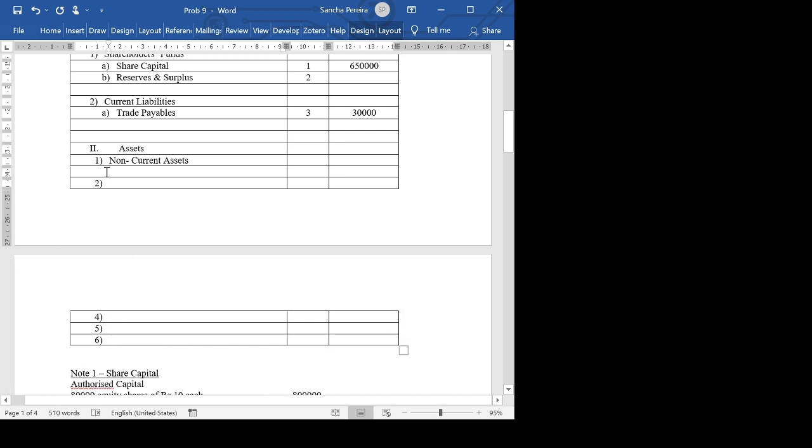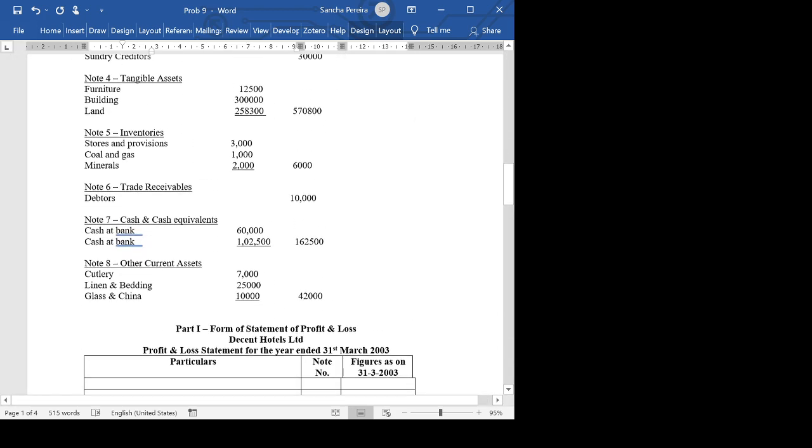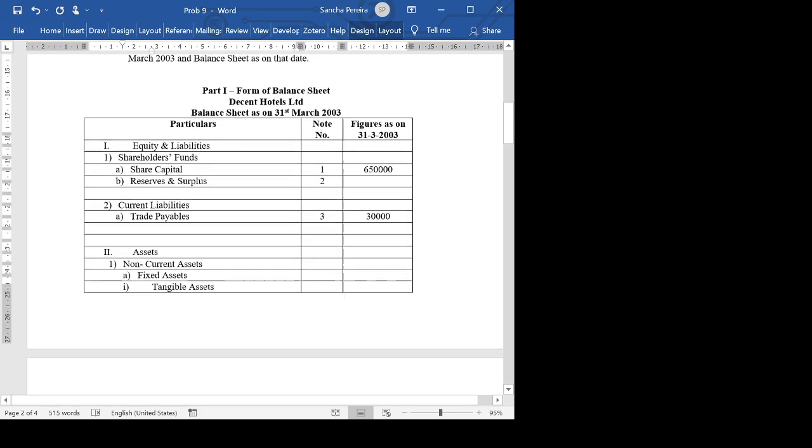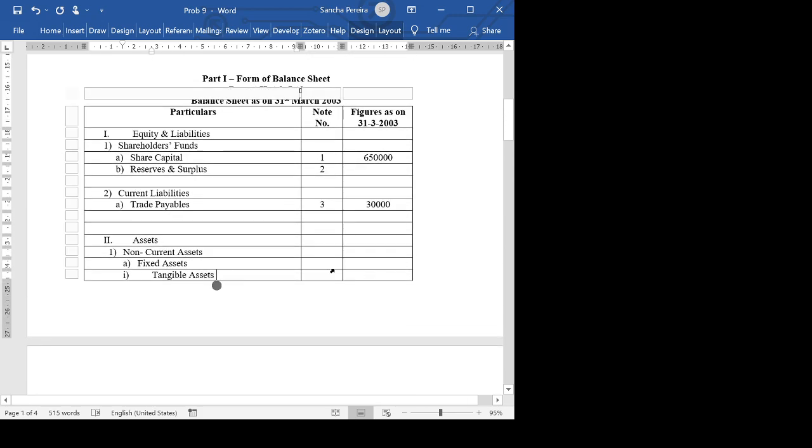Under non-current assets, the first thing that we have is fixed assets. And under fixed assets, learn this bifurcation. The first thing that we have is tangible assets, and our tangible assets are 5,70,800, which is note 4.